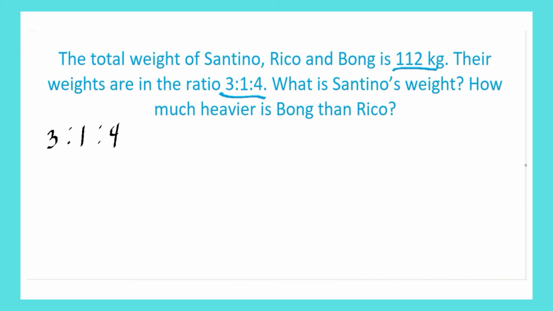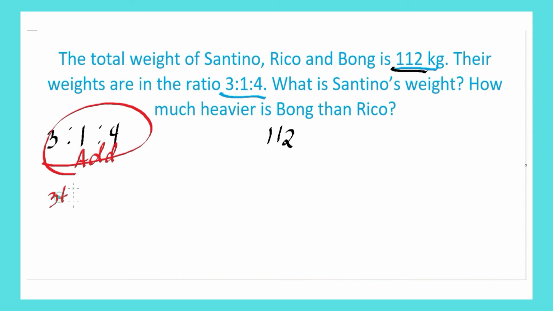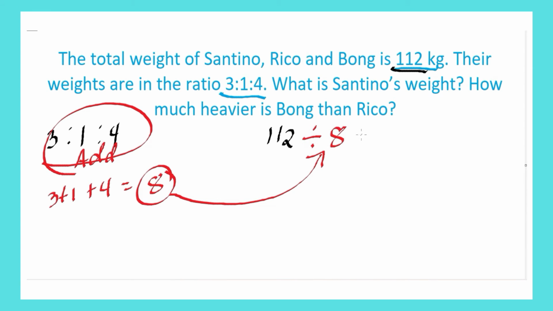Okay, so let's write 3 is to 1 is to 4. That is our ratio, and the sum is 112. What are we going to do again with the ratio? We are going to add. So we got 3 plus 1 plus 4. We got 8 as our sum, and we are going to use that as our divisor with the sum, which is 112. So let's write it there. Divided by 8.